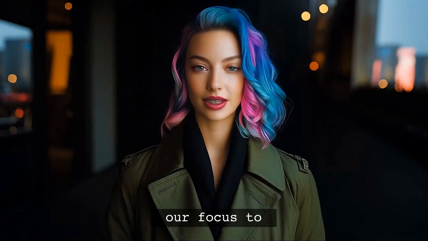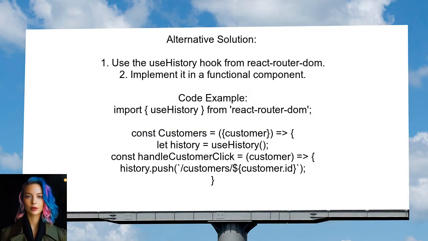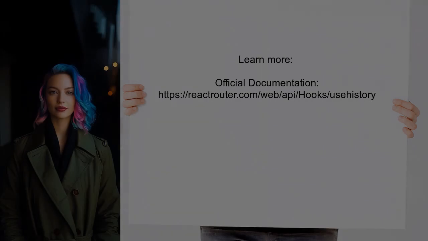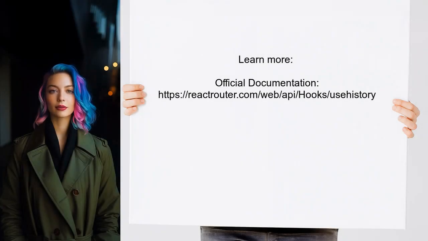Now, let's shift our focus to a different response. An alternative solution suggests using the useHistory hook from React Router DOM. This approach is particularly useful if you switch to a functional component. By using useHistory, you can programmatically navigate to different routes without issues. For more details, you can check the official documentation on the useHistory hook at the provided link.